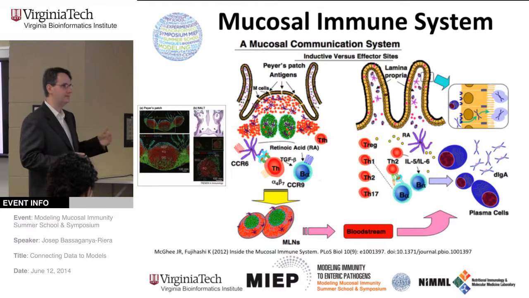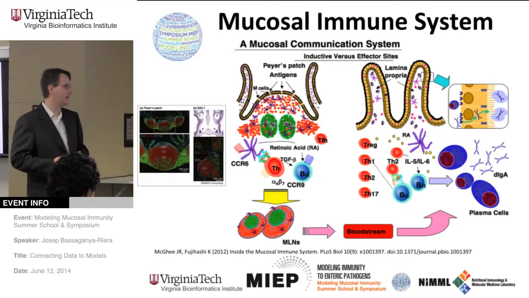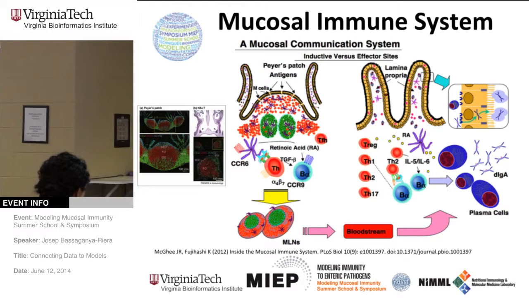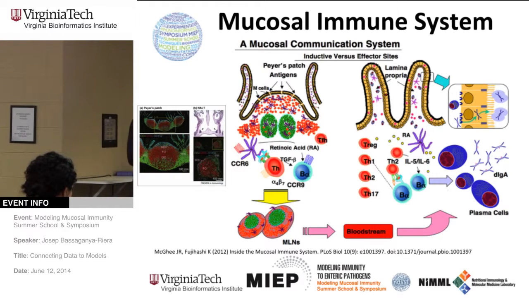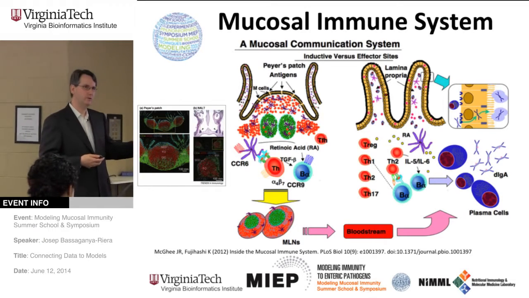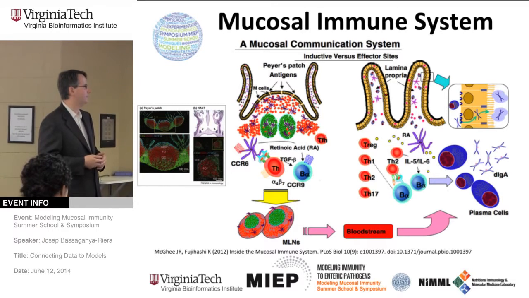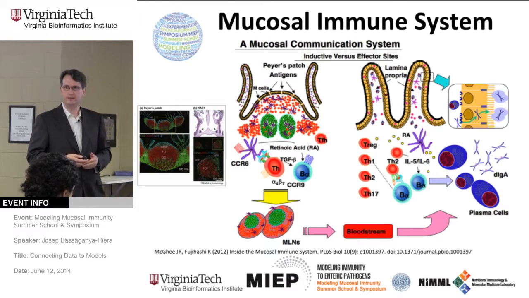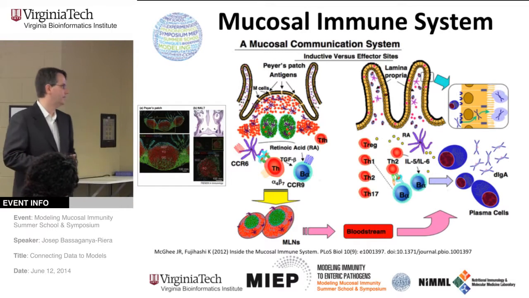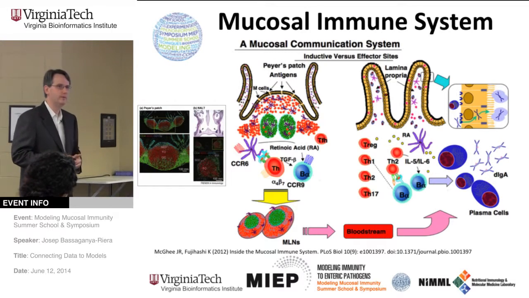And inductive sites and effector sites are connected. We have cells that are being activated, or where there's an antigen presentation in the Peyer's patches traveling to the mesenteric lymph nodes through the thoracic duct, accessing the bloodstream, and being then or migrating to the lamina propria to fight against viruses, bacteria, or to help maintain homeostasis.